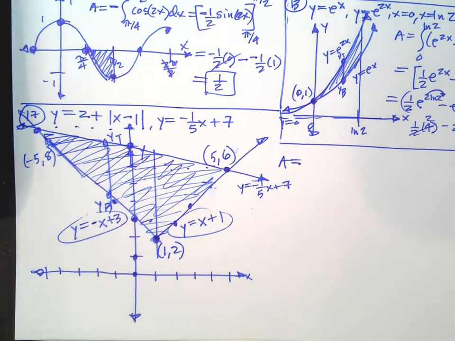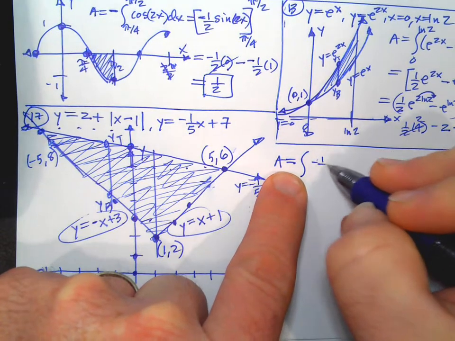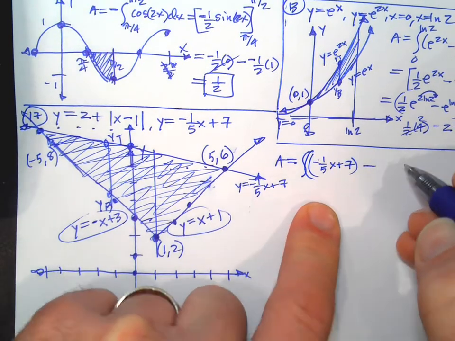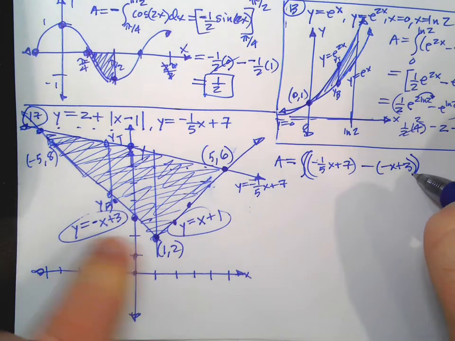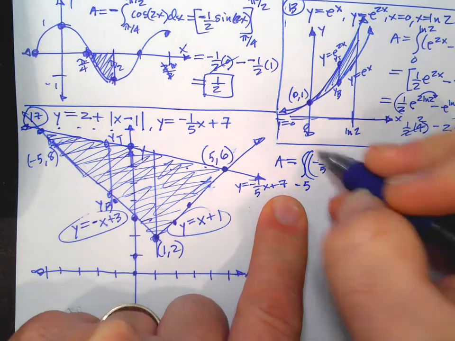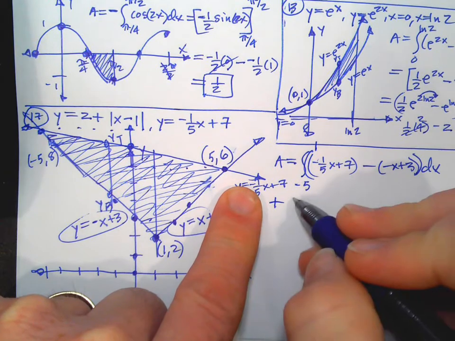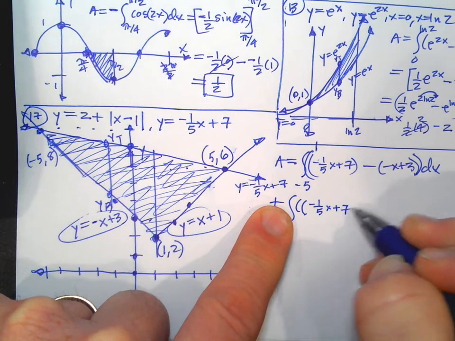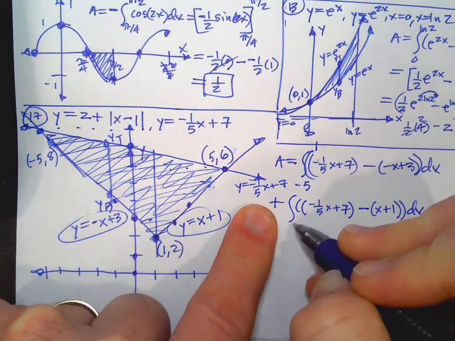All right. So we're going to integrate y top, negative 1/5 x plus 7, minus y bottom. Y bottom was this, negative x plus 3. I'm putting things in parentheses just to make sure I distribute this all correctly. And we're going from negative 5 to 1. And then the next one, y top is still negative 1/5 x plus 7. Y bottom, though, is x plus 1. And we're going from 1 to 5.